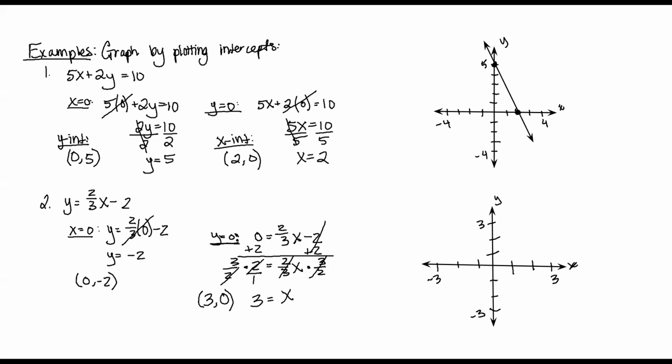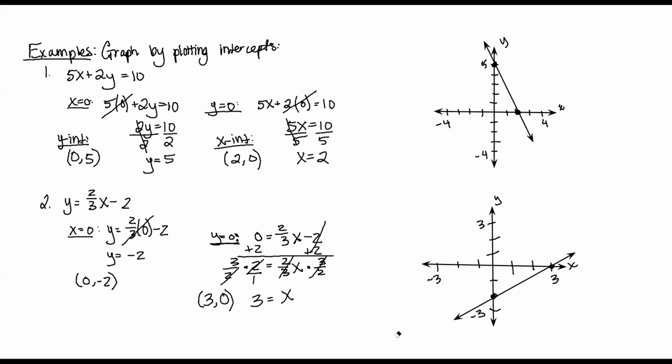All right, so now our y-intercept here is 0, -2. So left, right, 0, down 2. And our x-intercept is the point 3, 0. So right 3, up or down 0. And we can draw our line through those points. And there we go. There is our second line.